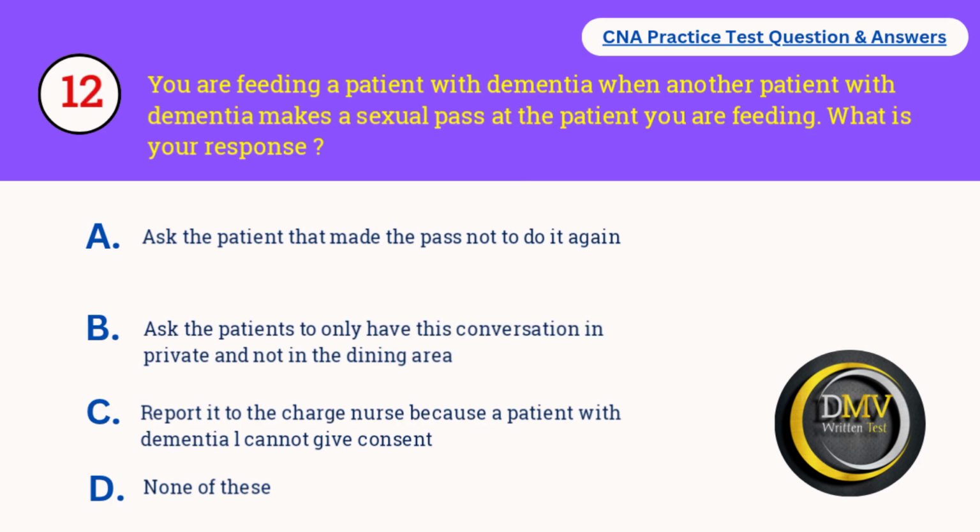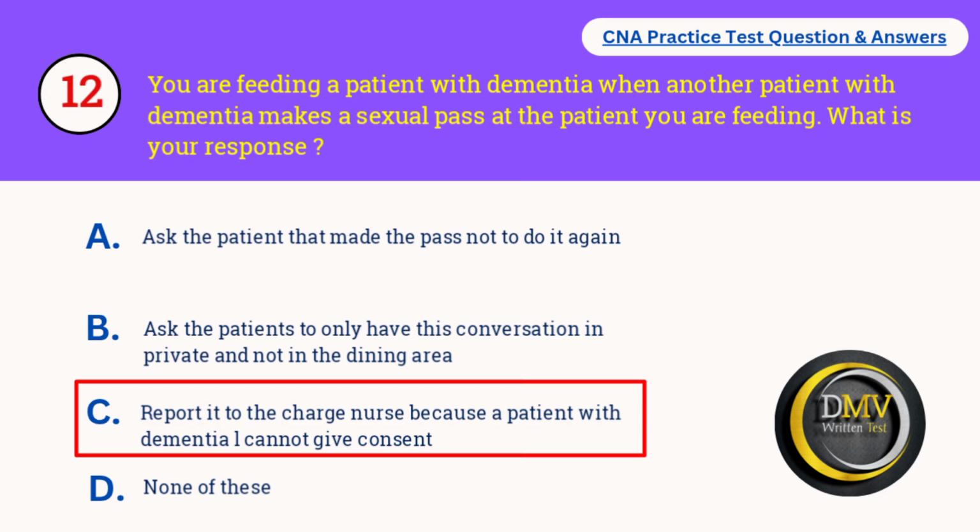Question 12. You are feeding a patient with dementia when another patient with dementia makes a sexual pass at the patient you are feeding. What is your response? A. Ask the patient that made the pass not to do it again. B. Ask the patients to only have this conversation in private and not in the dining area. C. Report it to the charge nurse because a patient with dementia cannot give consent. D. None of these. Correct answer. C. Report it to the charge nurse because a patient with dementia cannot give consent.